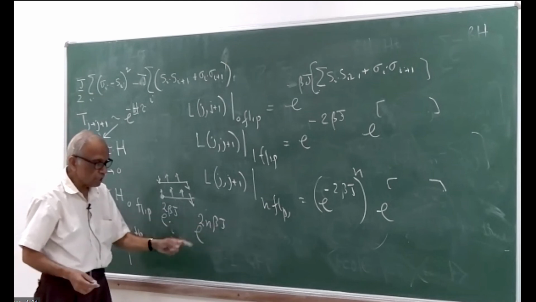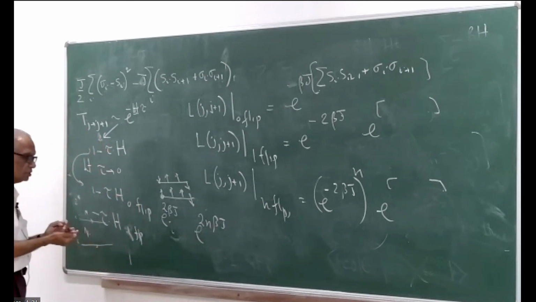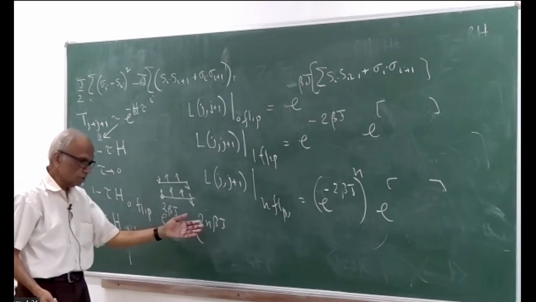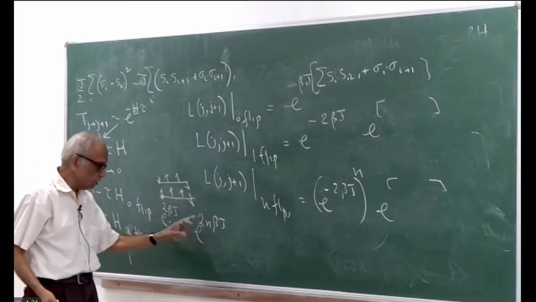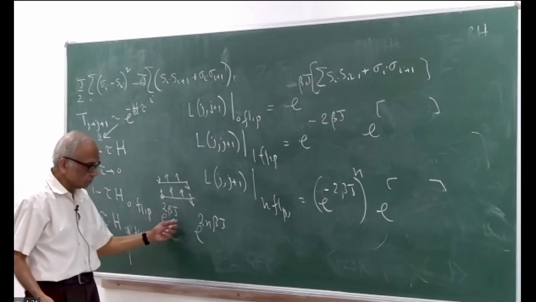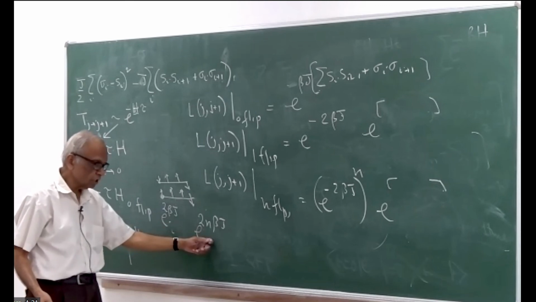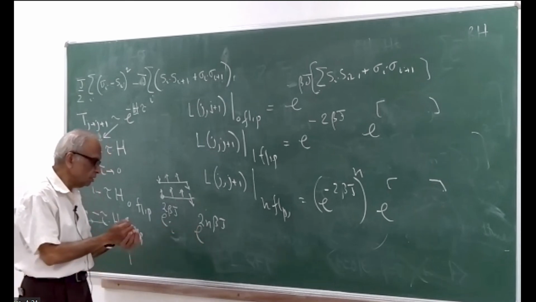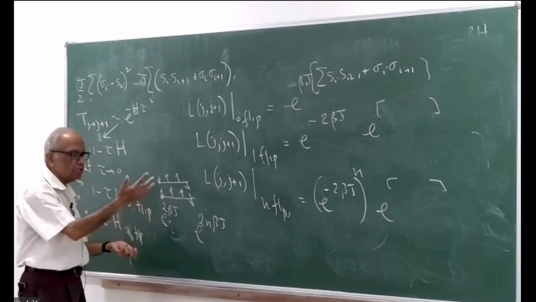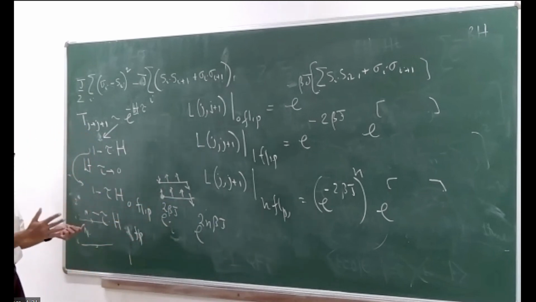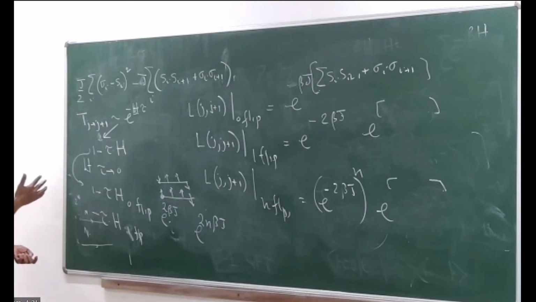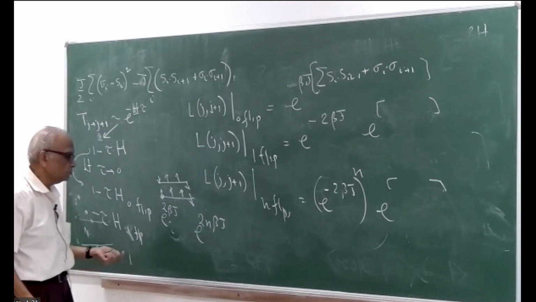And therefore, as I go on picking up the number of flips, the two flip energy is the one flip energy squared, and the n flip energy is that much larger. That is the business.